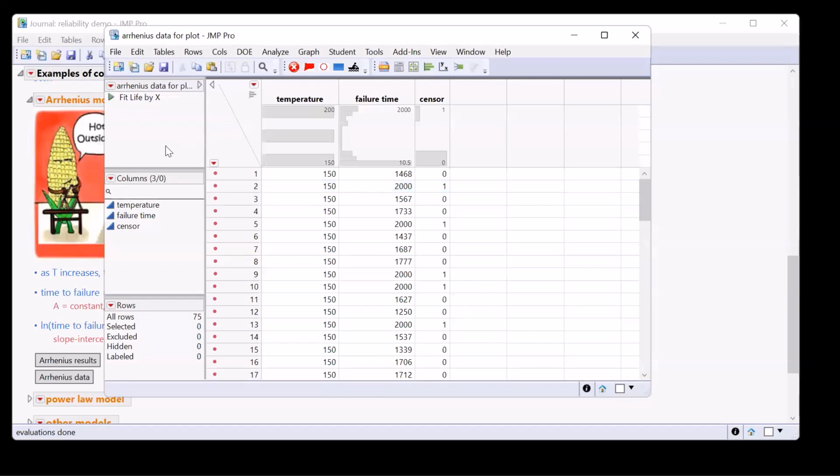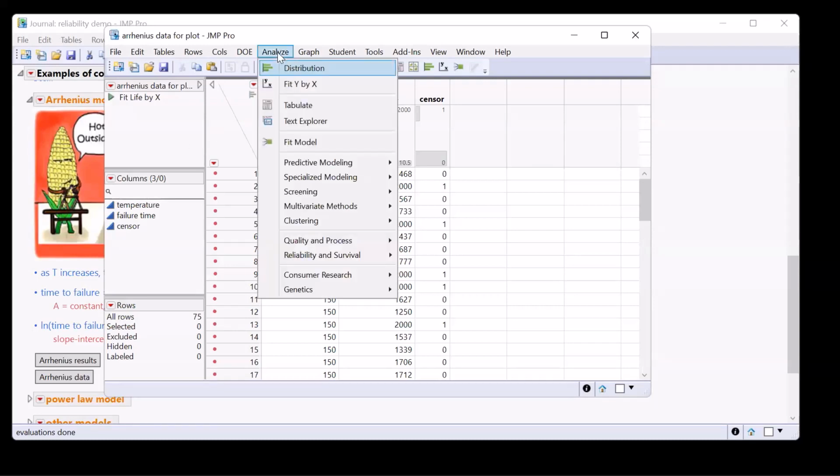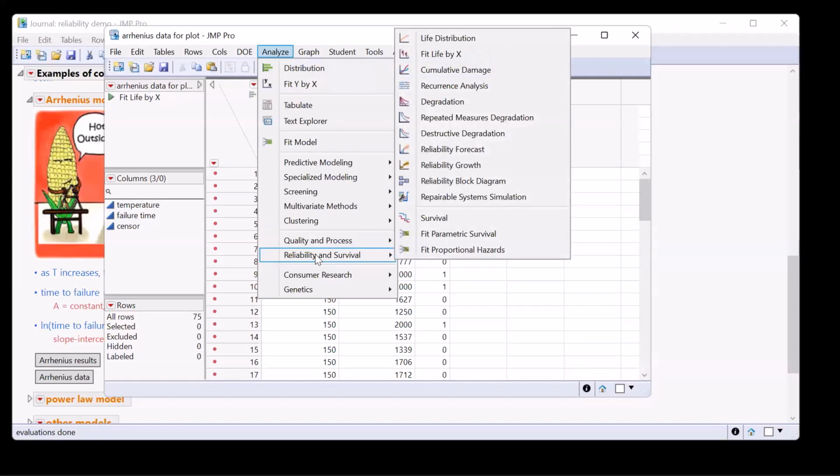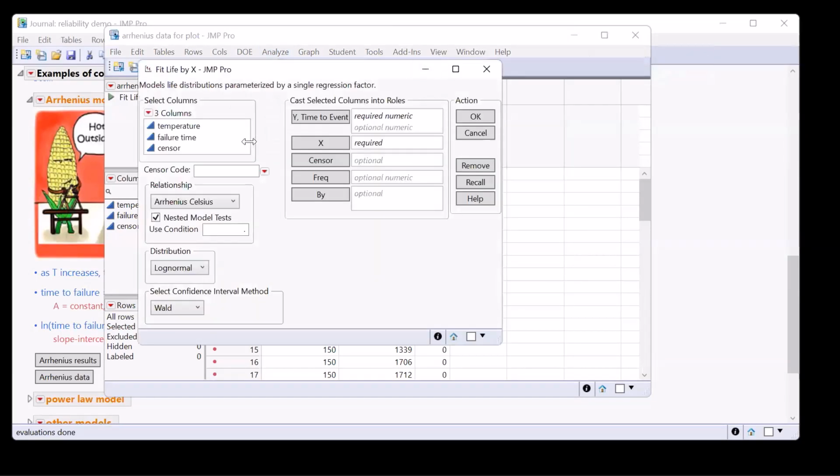Okay. So now I want to do an analysis on this data. So what I would do is I'm going to go to Analyze, Reliability and Survival, and then I'm interested in Fit Life by X. X is the stress. That's what it means. So fit life by temperature, fit life by relative humidity, fit life by voltage, whatever. That's my stress. So I click here. And this is kind of your typical dialogue that you get in JMP. You have your column names over here on the left, and you're going to populate. You're going to tell JMP what means what over here.